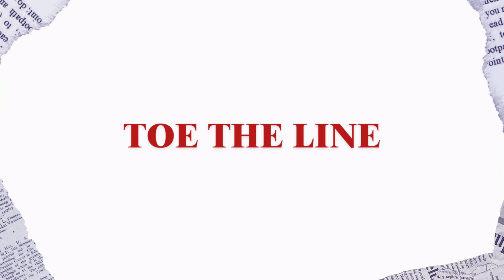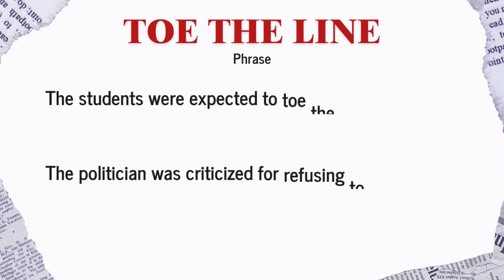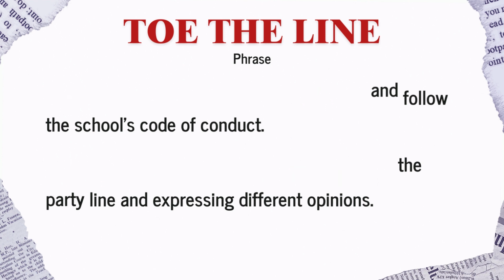Moving on to the phrase toe the line. It means to conform or adhere strictly to rules or guidelines. In simple words, it means following or obeying the established standards. Some examples include, the students were expected to toe the line and follow the school's code of conduct. Another example is, the politician was criticized for refusing to toe the party line and expressing different opinions.